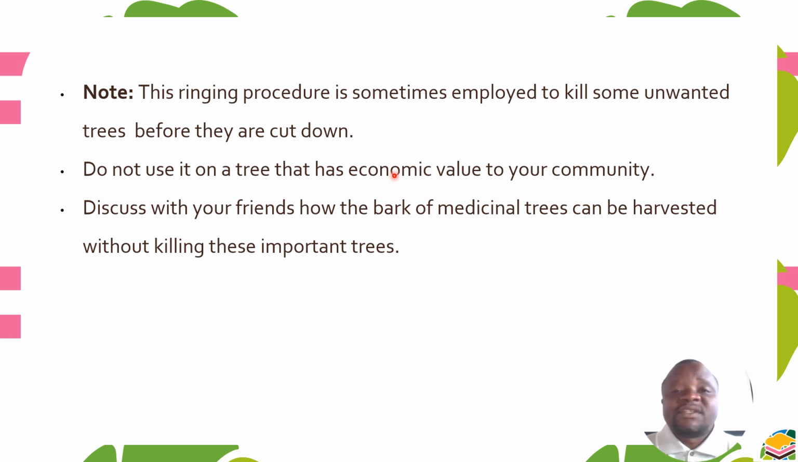Sometimes some trees have got an economic value. They may produce some fruits which are sold, for example, oranges as well as mangoes. These fruits have got some economic value to the communities. If they are cut down, obviously people will start suffering from deficiency diseases.